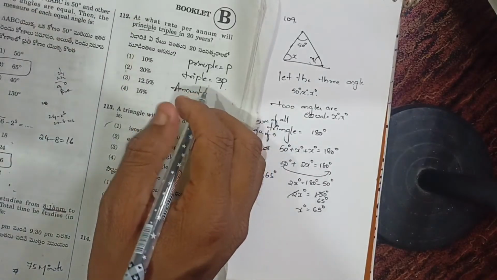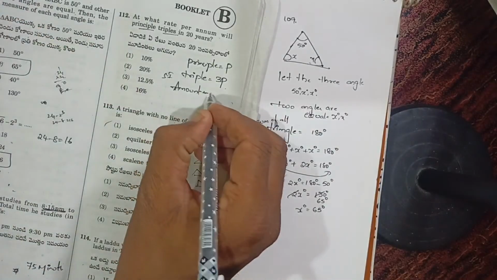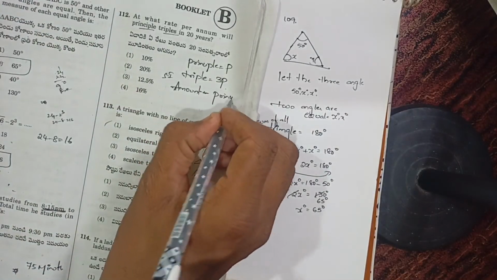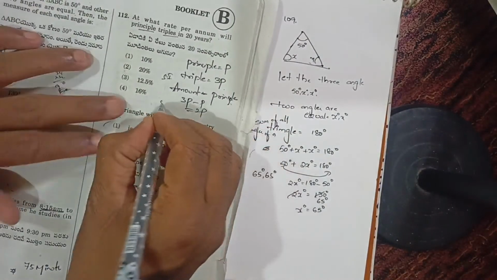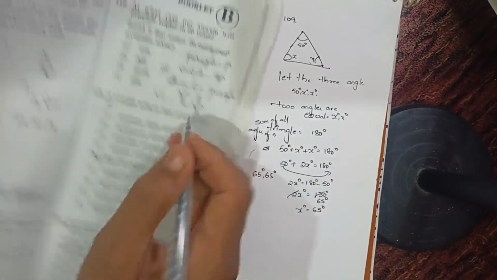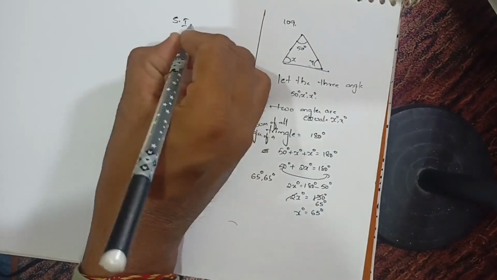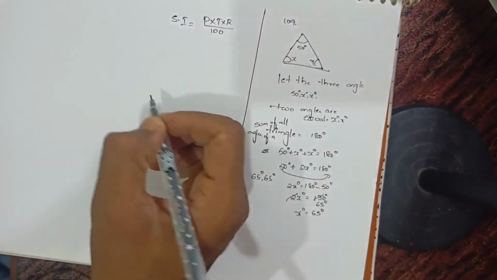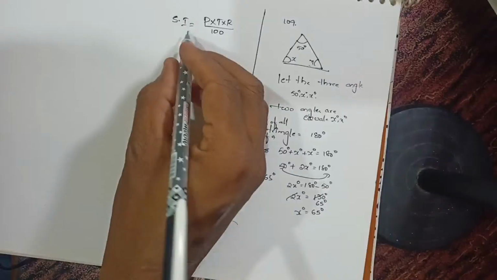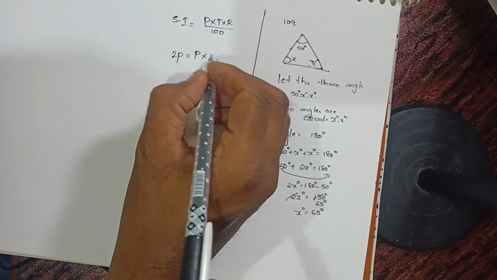Simple interest is equal to amount minus principal amount. That means 3P minus P, which becomes 2P. So the simple interest value is 2P. We write the formula: simple interest is equal to P into T into R by 100. So 2P is equal to P into time into rate; we have to find the rate of interest.